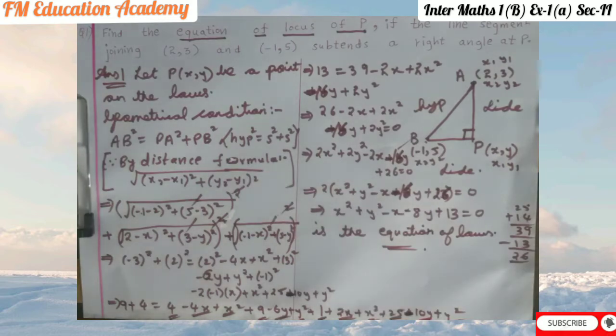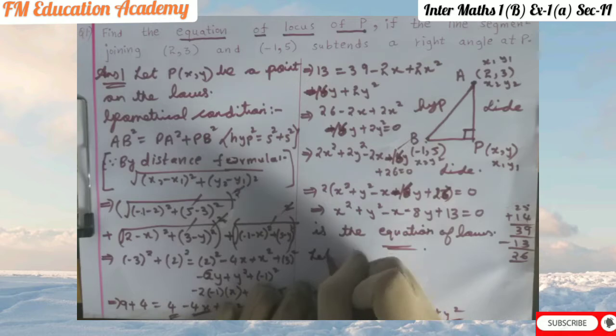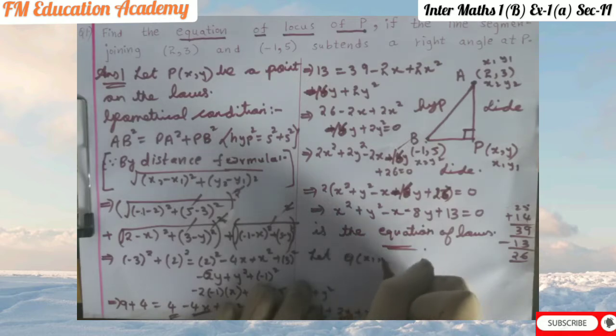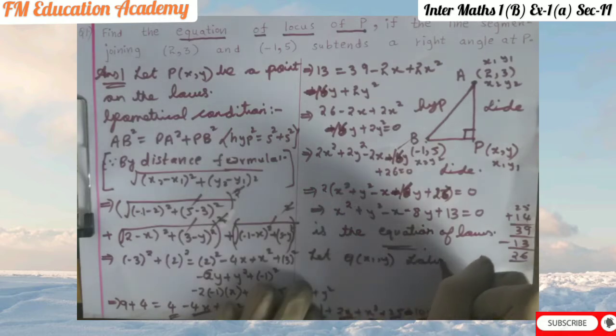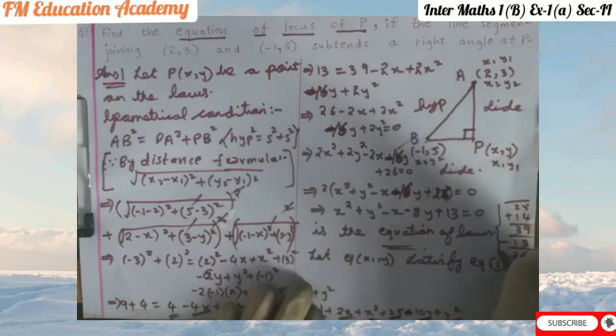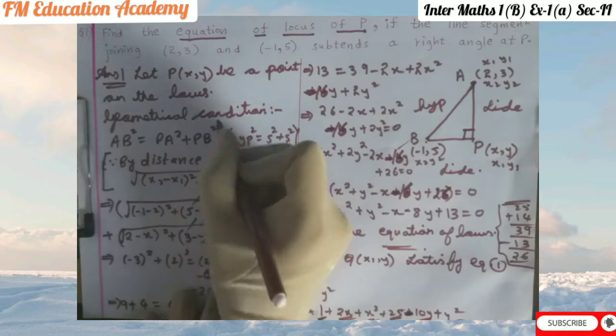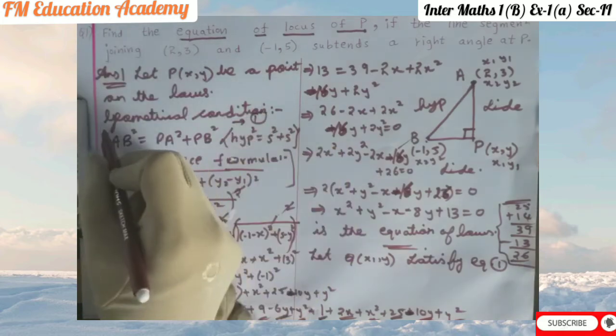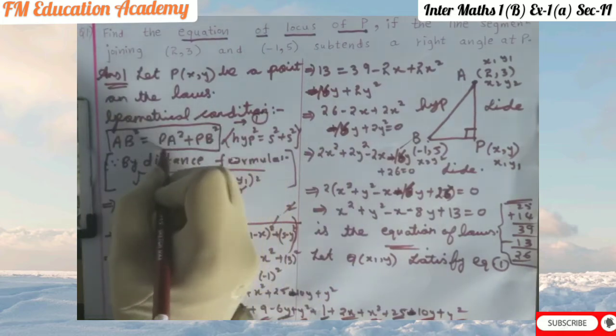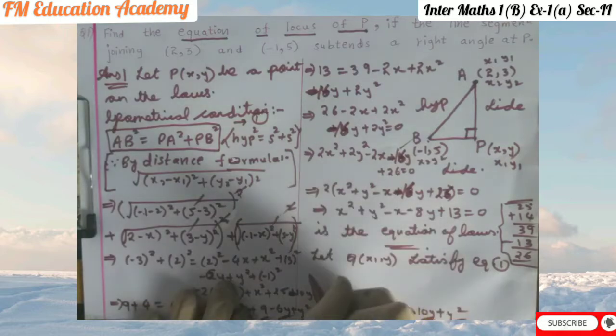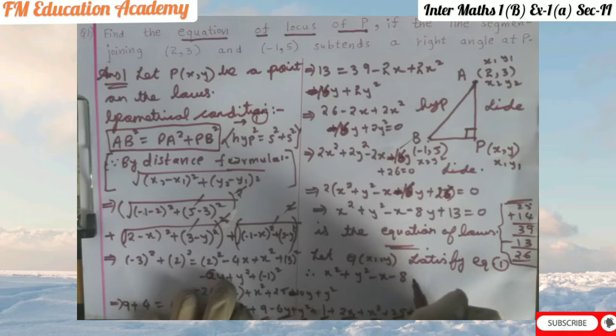If you want to write one point, you can write that let Q (x1, y1) satisfy equation 1. Directly we'll write. That is, it is satisfying equation 1. What was the equation 1? This was the equation 1. The conditions are always equation 1. So since it is satisfying equation 1, we can say the equation of locus is x square plus y square minus x minus 8y plus 13 is equals to 0.